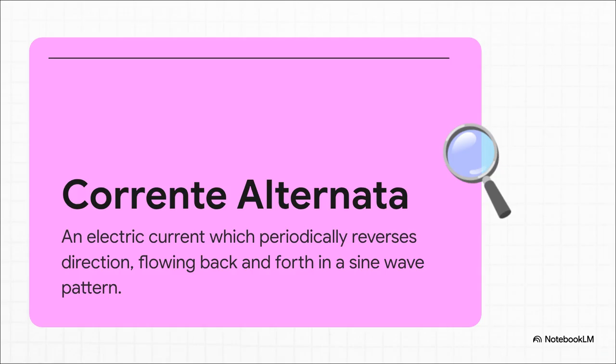Now, this is totally different from direct current, or DC, which is more like a steady stream of water from a garden hose. AC, on the other hand, surges back and forth, over and over. And this constant reversal creates that beautiful sine wave pattern you see. That's the signature of AC. And honestly, it's the secret to its incredible power.